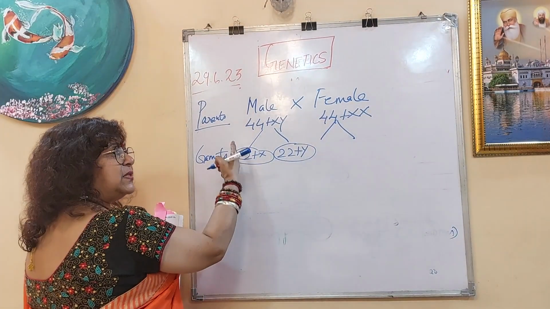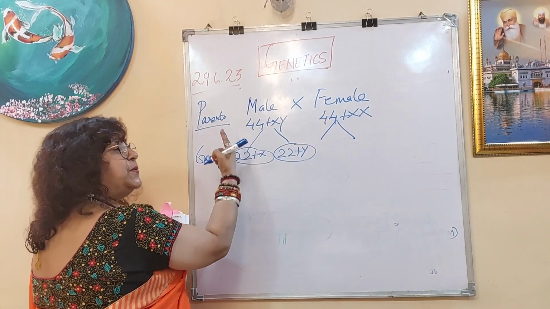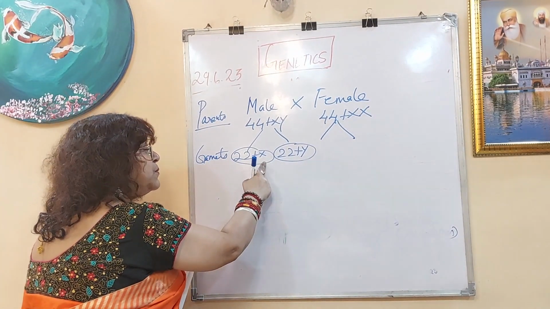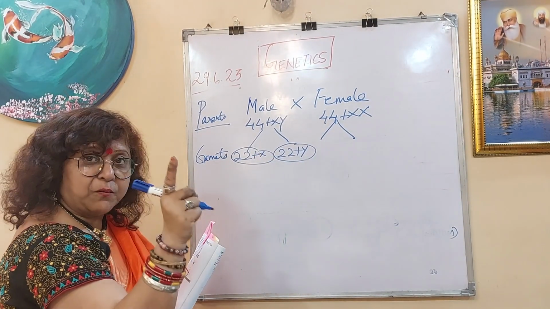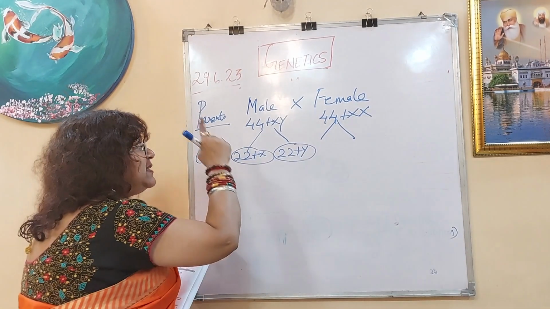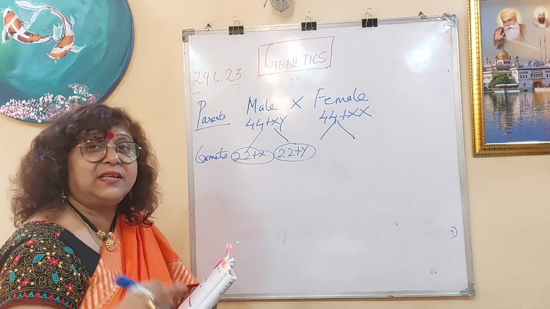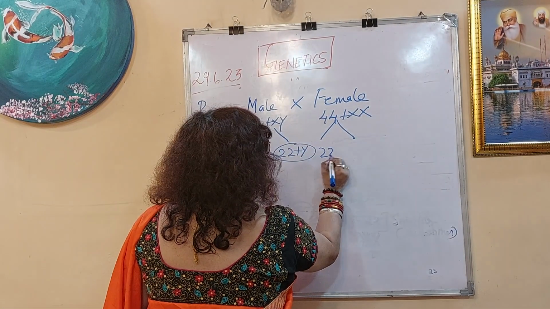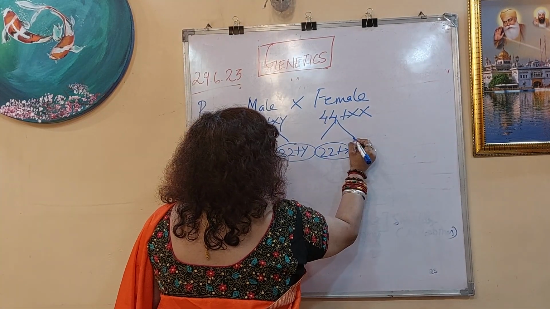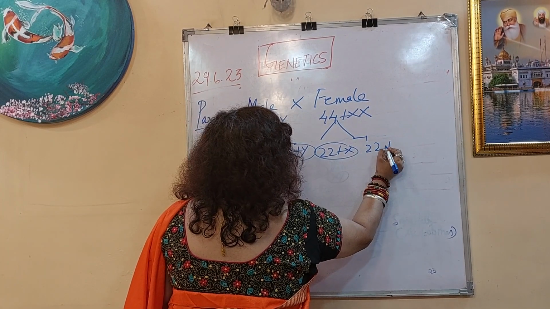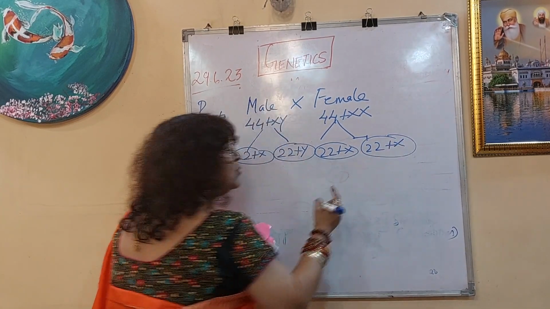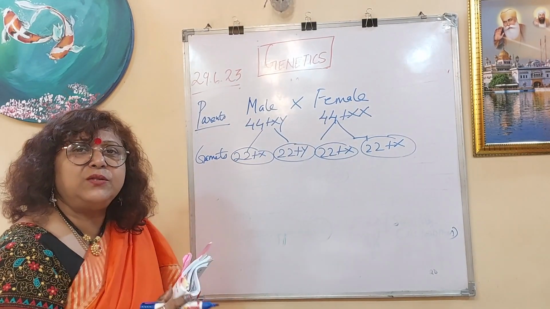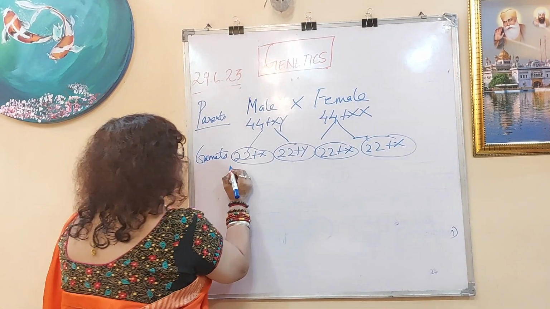The male sex organ is testes. Testes produce sperm, and half of the sperm will carry X chromosome, half of the sperm will carry Y chromosome. And that is why it is said it is the male which determines the sex of the child, not the mother. Here also the distribution will be 22 plus X, 22 plus X. Now you should know one term here. This male chromosome pair in man is known as heteromorphic. Heteromorphic.